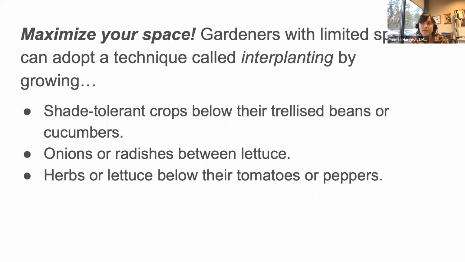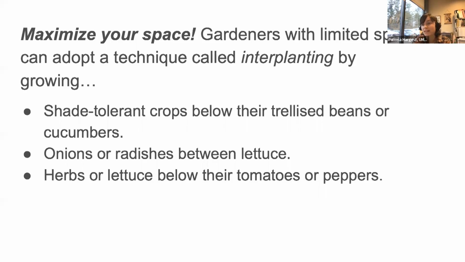So a couple examples of those include planting shade-tolerant crops below trellis beans or cucumbers. You could plant onions or radishes between lettuce, thinking about how the lettuce is growing above ground and needs more space, where root crops have some leafy greens above ground, but really it's the root that's growing below ground and needs more space. So kind of matching those crops together.